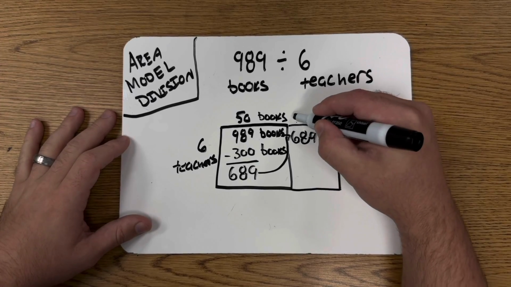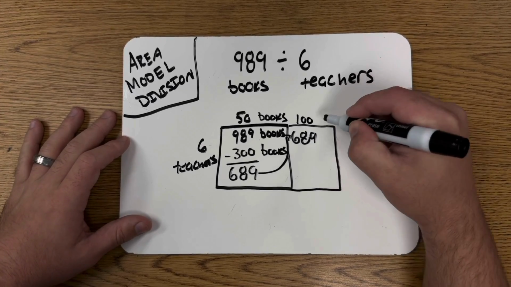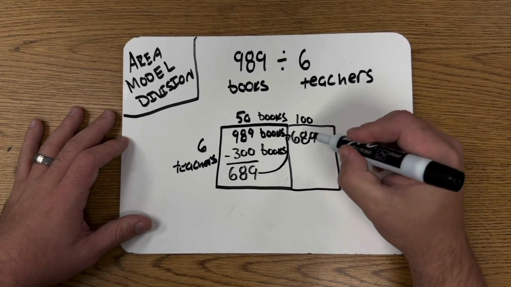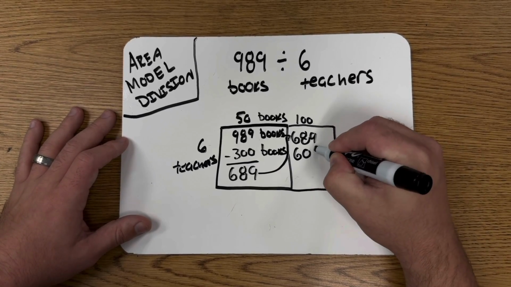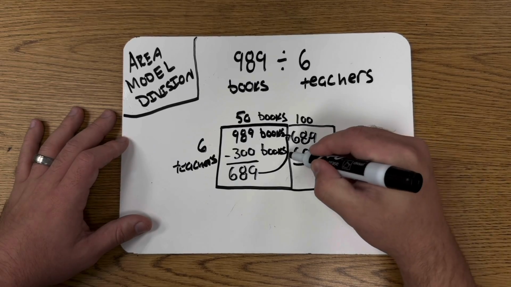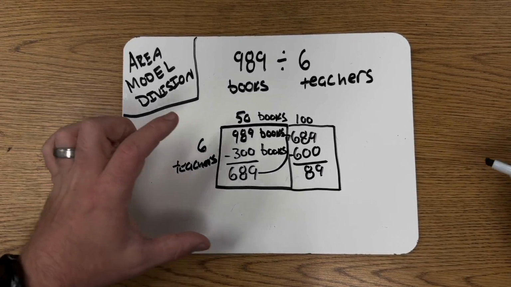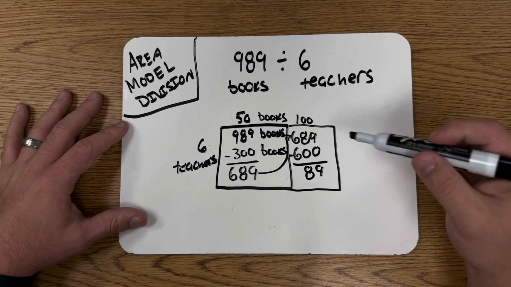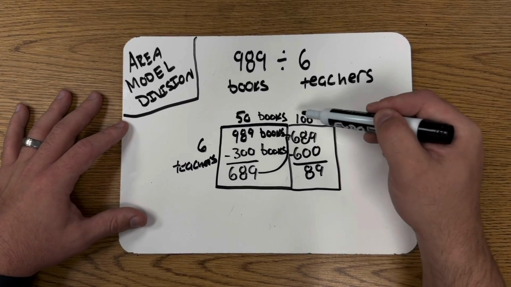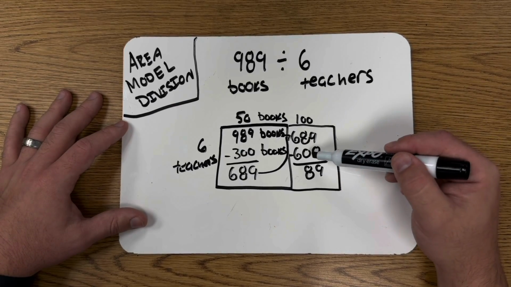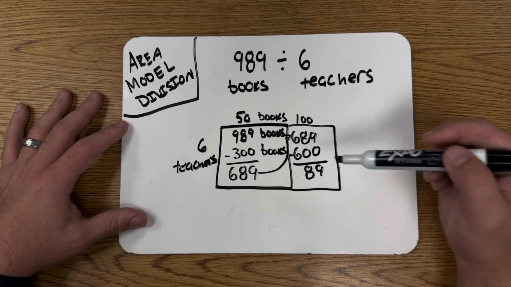So I'm going to come over here and I'm going to write 100. I'm going to skip drawing the books for space's sake here. But 689, that was 600 books we're going to distribute now. Now we can subtract that, and I am left with a total of 89 books left in my box. So far I've distributed 150 books to each teacher, or in total I have distributed 900 books to all the teachers.